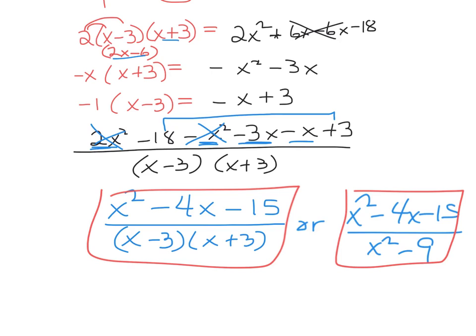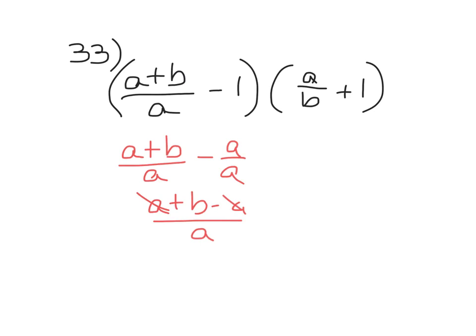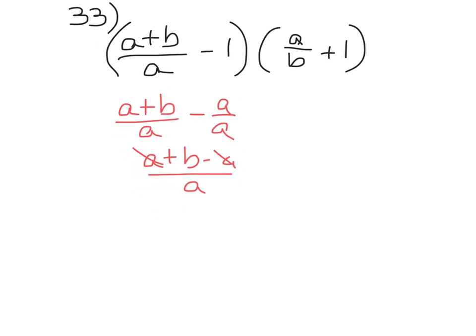The next one you wanted to see was number 33. So for each parentheses, I am going to find a common denominator within. So over here, I'm going to change the 1 into a over a. So this fraction will be a plus b over a, and this will be minus a over a. So when I go ahead and try to make one big fraction here, notice the a's cancel. So for my first parentheses, this will simplify to b over a.